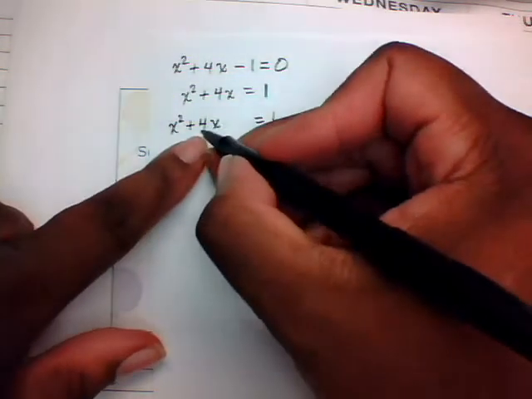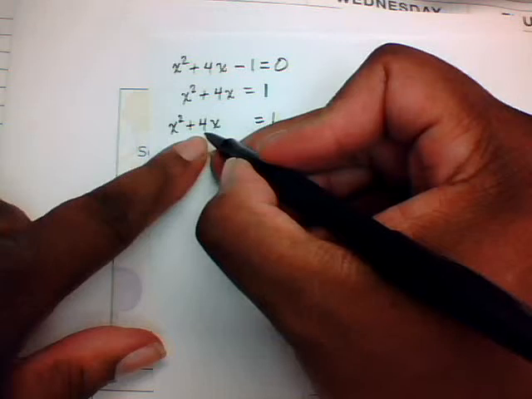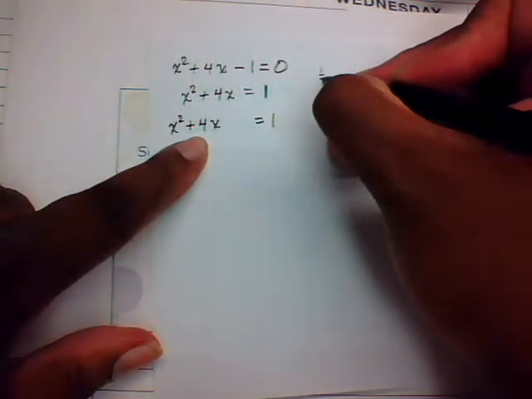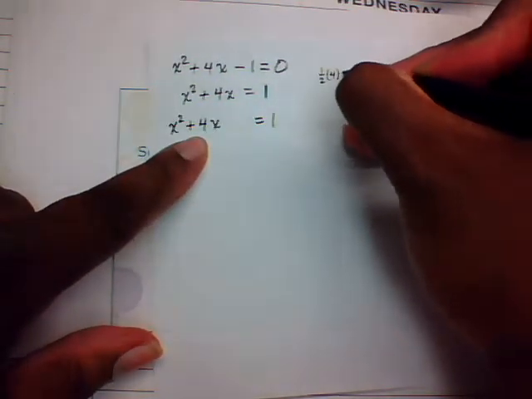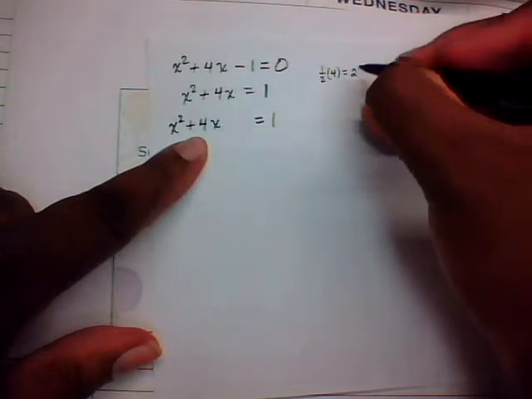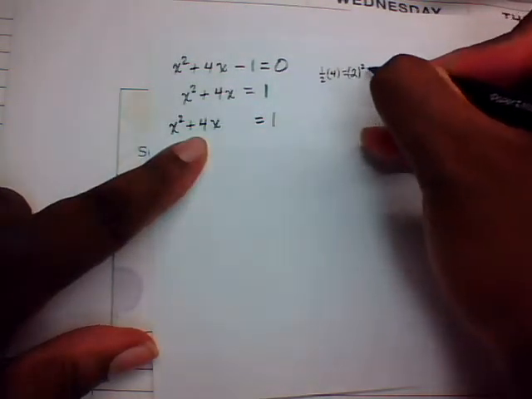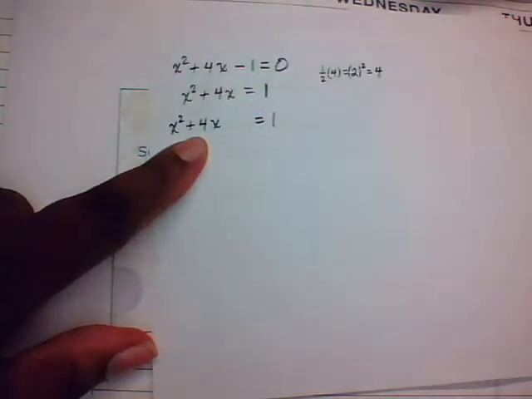So let's talk about how we can complete the square here. Completing the square, the coefficient of x is 4. So we're going to take 1/2 of 4. That's going to give us 2. And then we want to square that 2. That's going to give you 4.